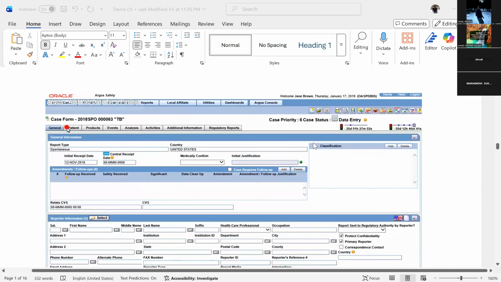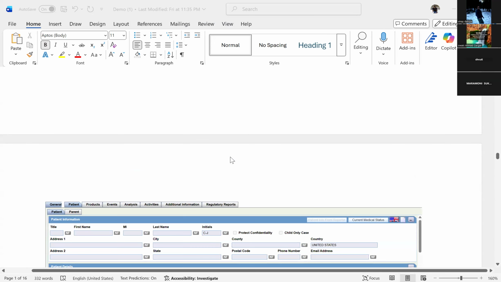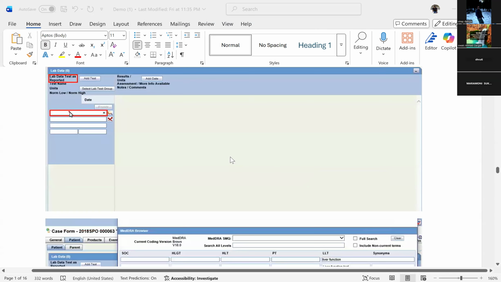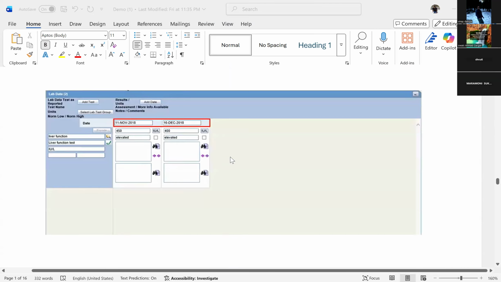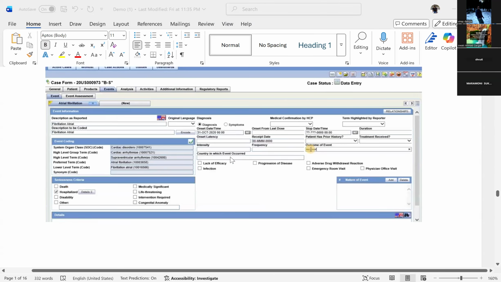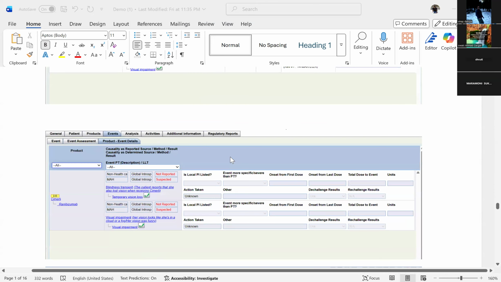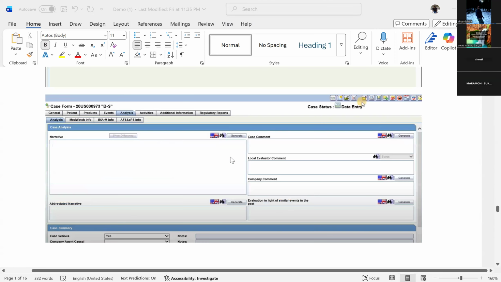So narratives are usually added in the analysis tab of the Argus Safety Database. And this is how the analysis tab looks like.